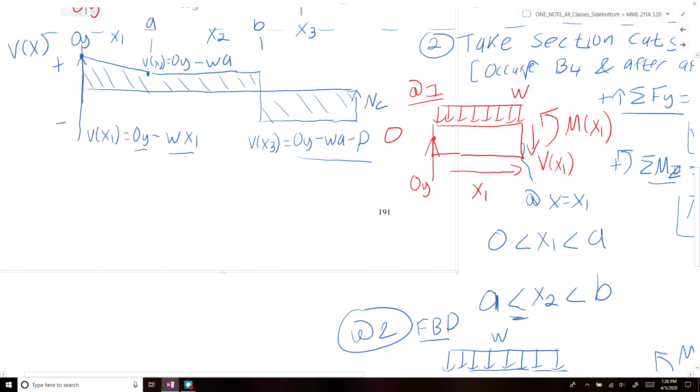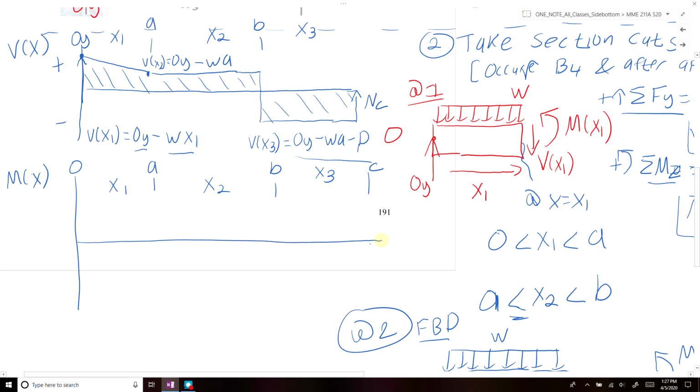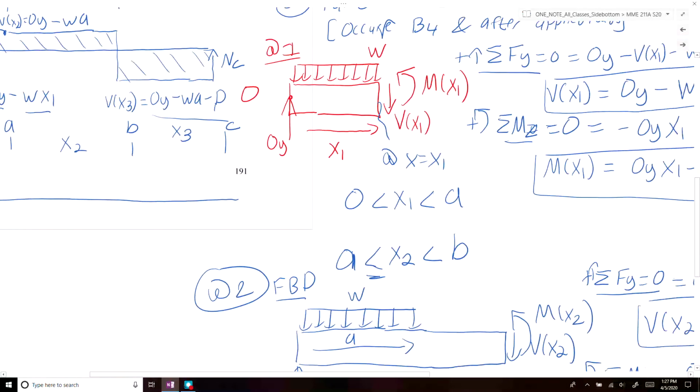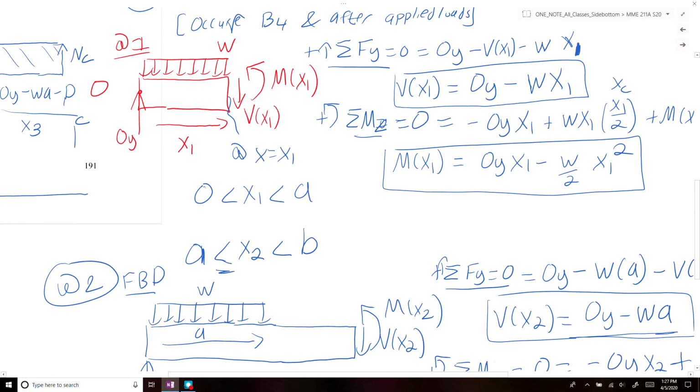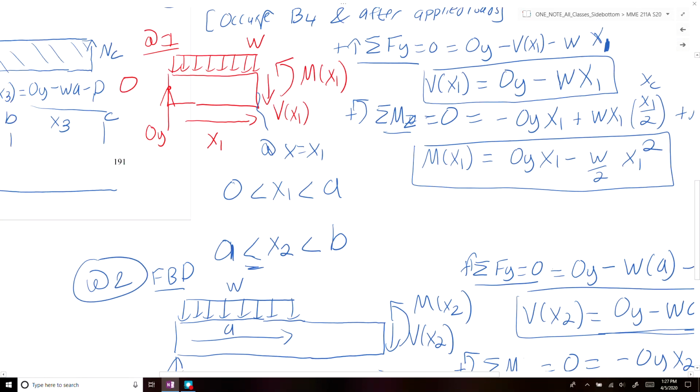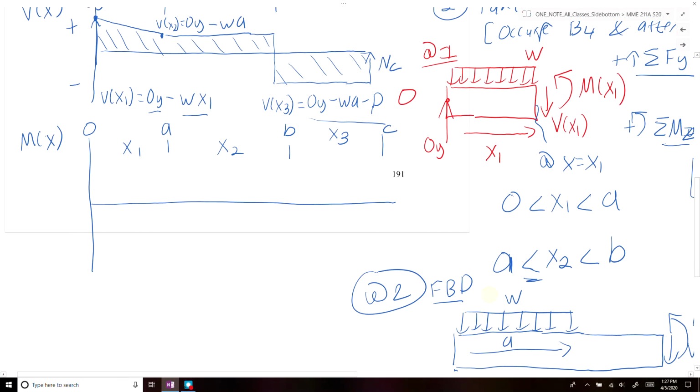So then the next step would be to draw our moment diagram. So this would be our moment diagram below. Again, we'll have three regions. We'll have our region for x1 that goes between 0 and A. We'll have our region x2, which will go between A and B. Then we'll have our region x3, which will go between B and point C. So we'll end up having our three equations from our three section cuts. So our first section cut, we have O of y times x1 minus w over 2 x1 squared. So that's going to look like a parabola.